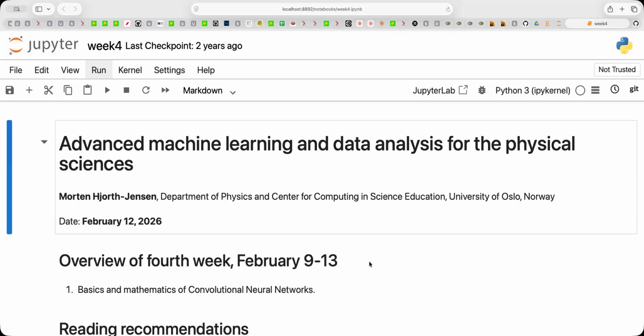So welcome to this week and a new session in advanced machine learning. The topic today is essentially to dive into the basics with mathematics of convolutional neural networks.